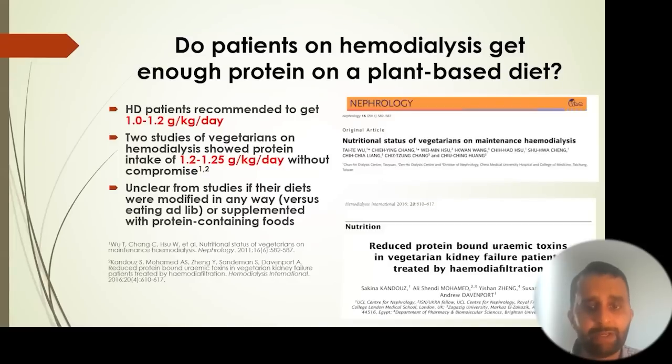This has even been shown in patients on dialysis who need a higher amount of protein intake because of inflammation on dialysis, losses of protein during dialysis, and decreases in appetite and various other things. So patients on dialysis are recommended to get 1 to 1.2 grams per kilogram per day. Two studies that looked into this show that folks were getting 1.2 to 1.25 grams per kilogram protein per day without any nutritional compromise. And of course, this can be modified to include more protein containing foods like beans and lentils to help attain even higher protein targets.